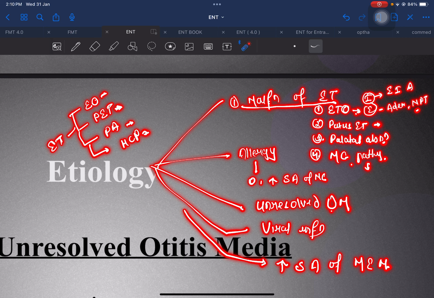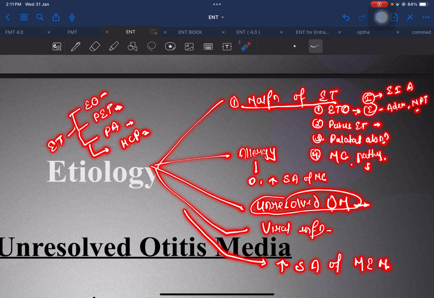And talking about unresolved otitis media, here what happens is an inadequate antibiotic course will just inactivate the infection but not resolve it completely. Because of this low grade infection, the mucosa is stimulated to secrete more fluid. So in unresolved otitis media, the antibiotics just inactivate the infection but do not completely resolve it, so there are maximum chances that it will stimulate production of more fluid. So unresolved otitis media is a cause.